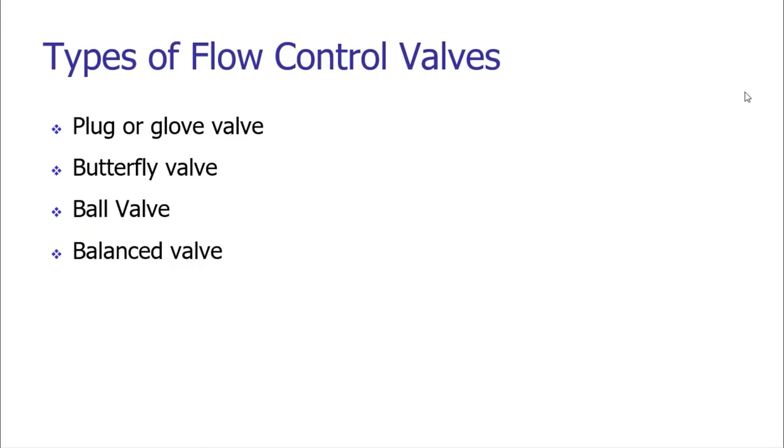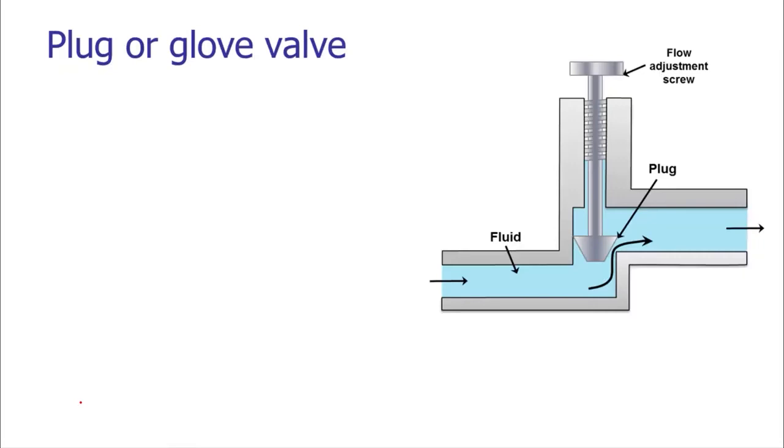There are various types of flow control valves used in the industry, and some of them are the plug or globe valve, butterfly valve, ball valve, and the balanced valve. So let us look at the construction and working of these valves. The plug or globe valve.